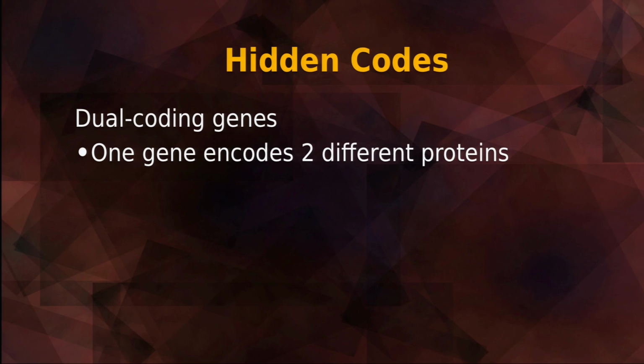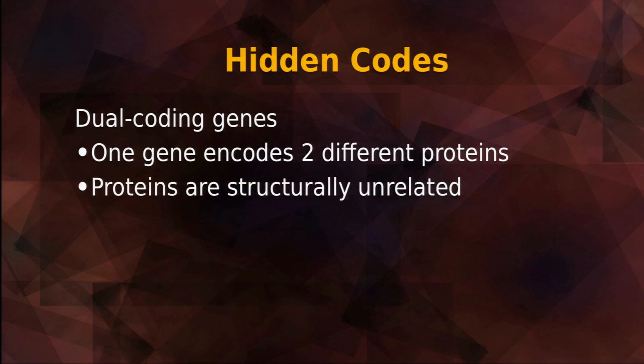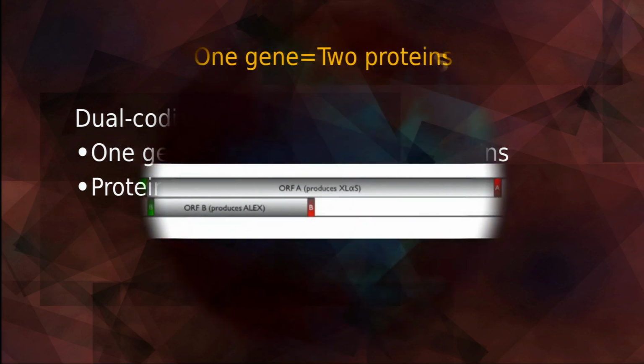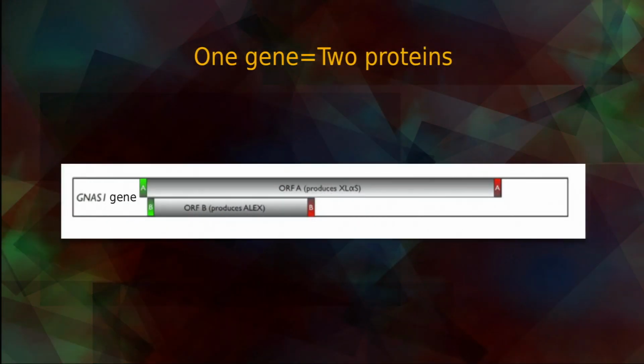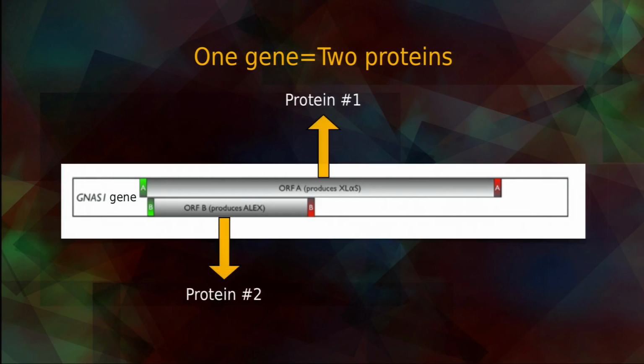Now, these proteins are very different from one another, structurally unrelated. Okay, so we're not talking about like two versions of the same protein. We're talking about two completely different proteins that do two completely different things. So this is just one example of one called the GNAS1 gene. It has two proteins that are produced from that same gene. And again, one's not just a shorter version of the other.